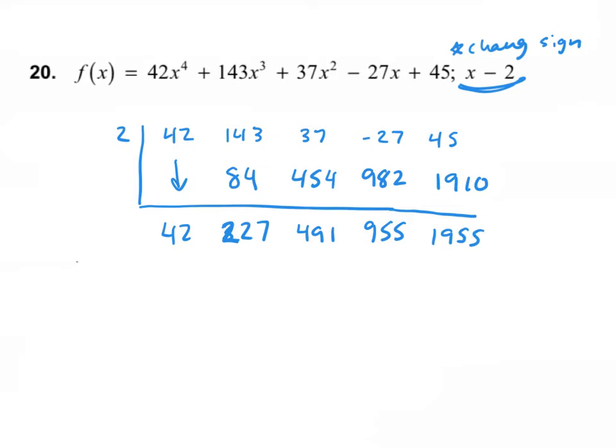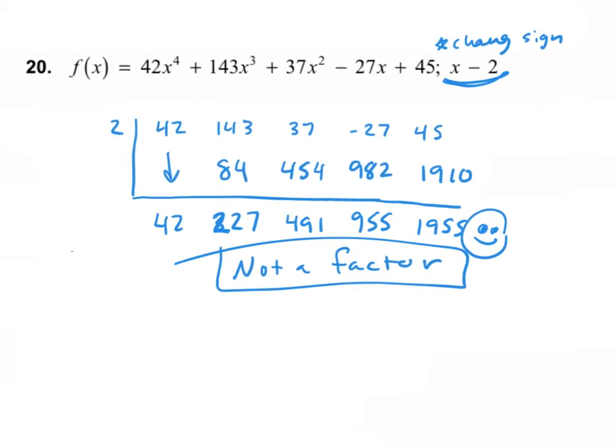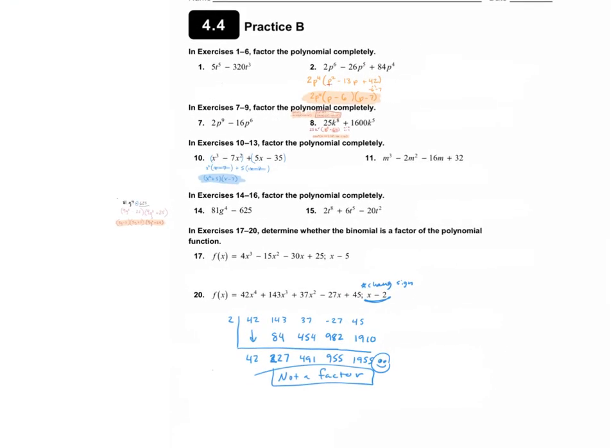So, is x minus 2 a factor? Nope. Not a factor. What would we have to get in order to tell if this is a factor? We would need 0 as the remainder, and then we could know that this is a factor. But it's not 0, so it's not a factor. All right, any questions on 20?